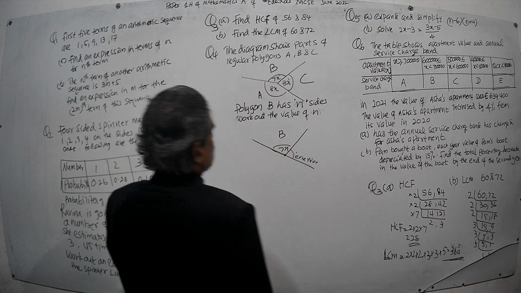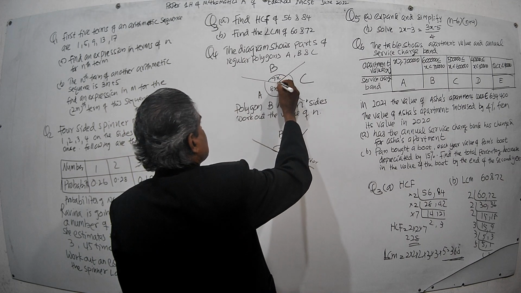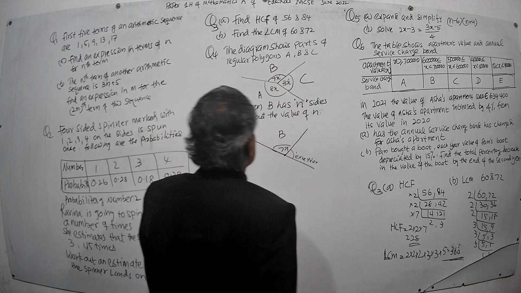Okay, first of all we'll find this 7x. How much is 7x here? This particular point, these are all angles at a point. The angles at a point add up to 360 degrees.